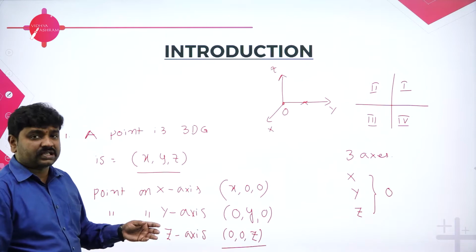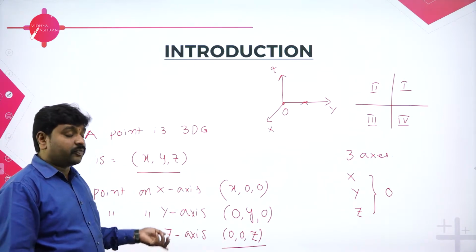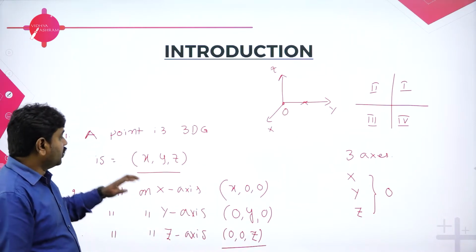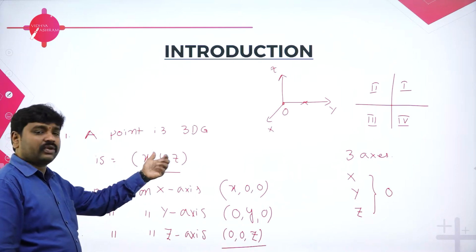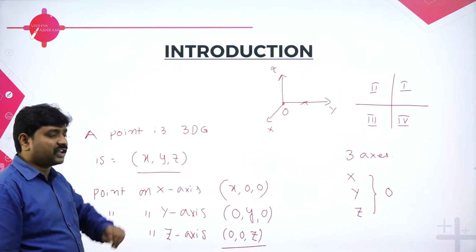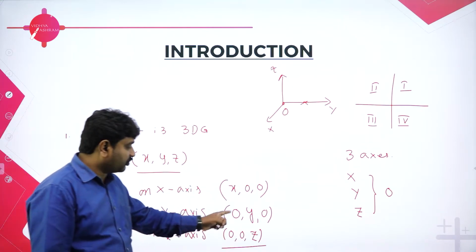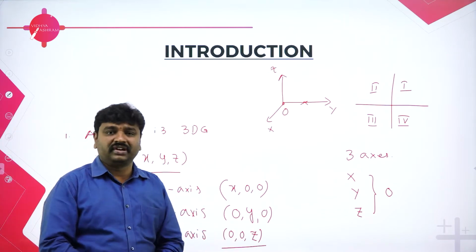So they'll ask questions. What are the x and y coordinates of a point on z-axis? If point is on z-axis, it will have y coordinate and x coordinate as what? Zeros. So now in 3D, point is represented as x comma y comma z. X coordinate, y coordinate, z coordinate. If the point is on x-axis, it will be in the form x 0 0. If the point is on y-axis, it will be in the form 0 y 0. If the point is on the z-axis, it will be in the form 0 comma 0 comma z.